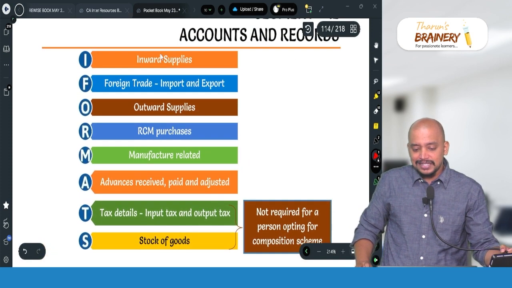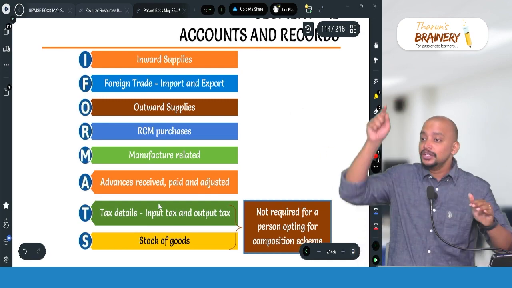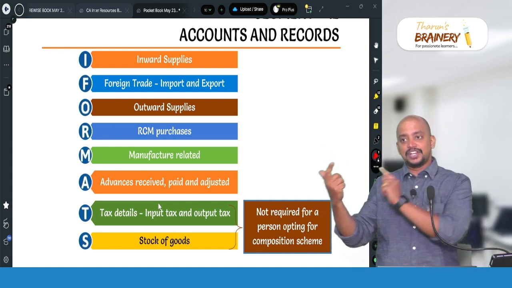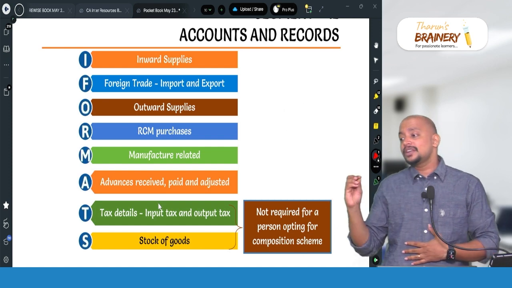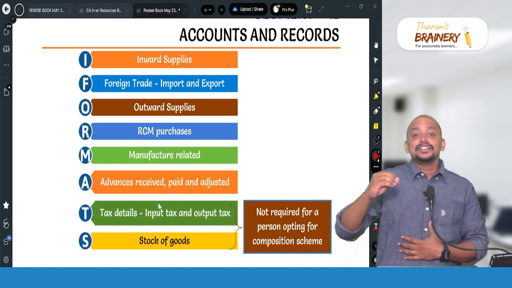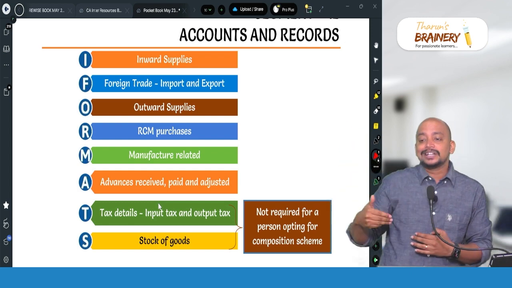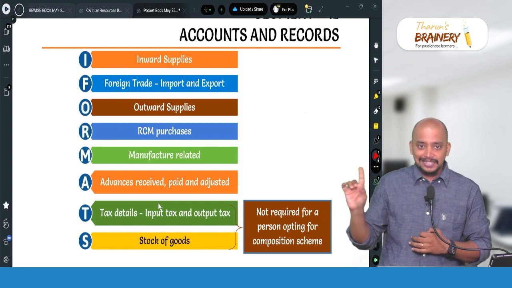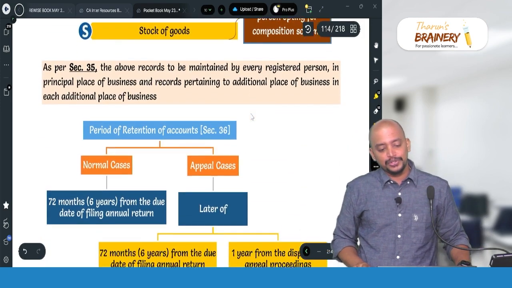These are the various records to be maintained by a registered person, but don't write "I FORMATS". You write by explaining this: all records pertaining to inward supply, all records pertaining to outward supplies, like that. And a person opting for the composition scheme is not required to maintain the last two, that is T and S. So it is only "I FORMA". Tax details and stock of goods are not required for a person opting for the composition scheme.